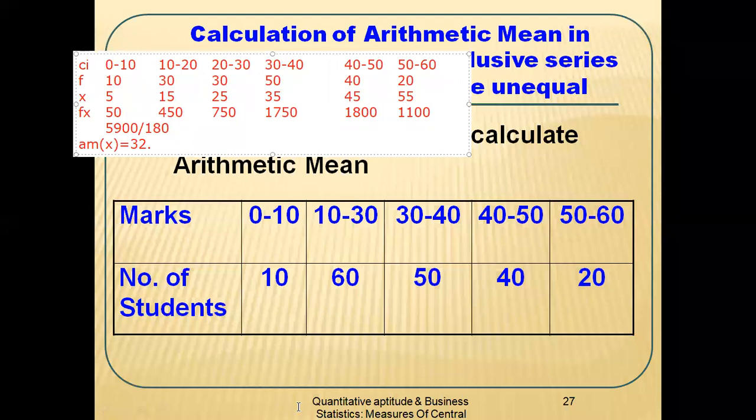If this was the answer, then it is absolutely correct. So you should know one important thing: can we calculate arithmetic mean directly in case of unequal class intervals? The answer is no. Arithmetic mean cannot be directly calculated in case of unequal class intervals.